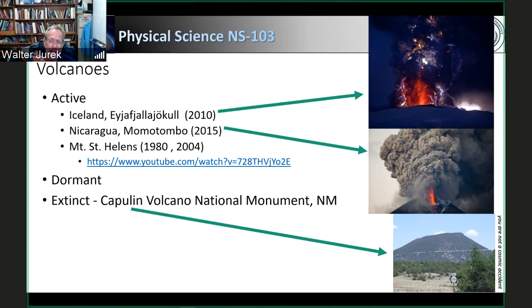But 2015 down in Nicaragua, okay, there's a fault line there that has volcanoes popping up through there. Probably the one that's most familiar to me. I graduated from high school in 1980, and that spring Mount St. Helens did its thing. I remember 1980 is Mount St. Helens.